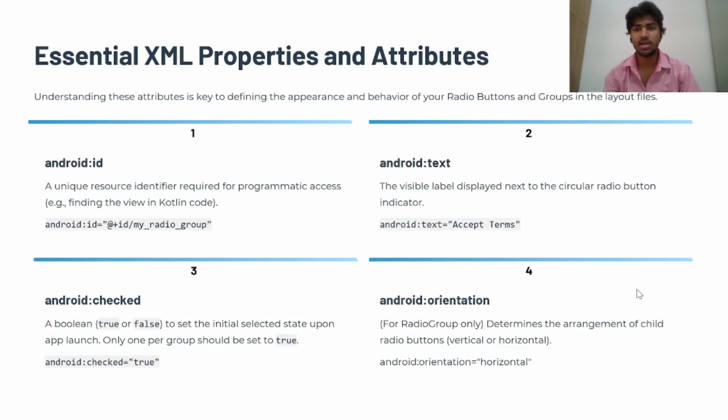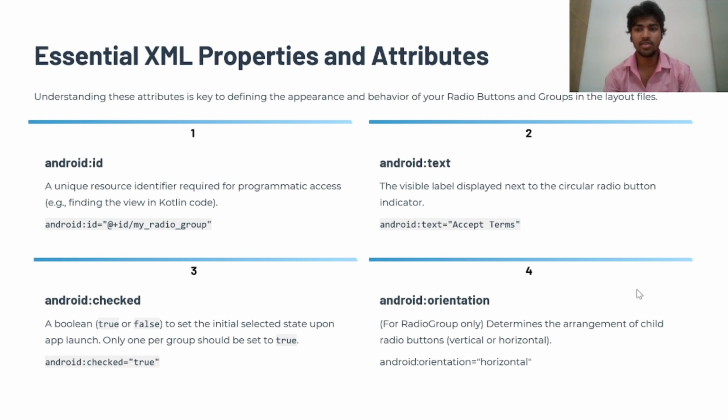To build this in our app, we need to understand some essential XML properties. These attributes are key to defining the appearance and behavior of your radio buttons and groups in the layout files. First is android:id. This is a unique identifier like @+id/myRadioGroup, which is required so we can access this view from our Kotlin code. Next is android:text. This is the visible label that's displayed next to the button, for example, "Accept terms."